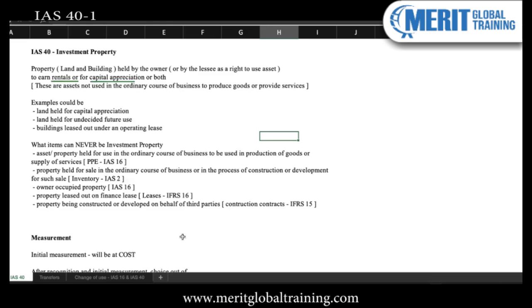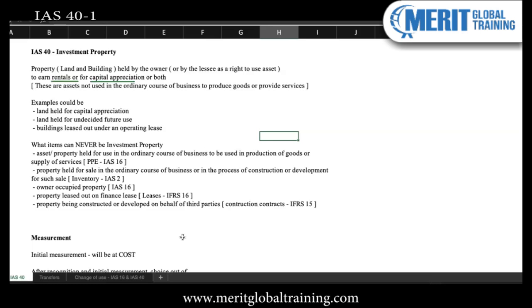Then owner occupied property. Say for example, someone like JSW Steel or JSW Ports, they have their ports on the coastal areas, but they could have a head office from which production or supply of services is not happening, but it is the primary head office in which the corporate division or HR or all of these people sit and operate. That is basically owner occupied property, property occupied by the owner, not necessarily to be used in production of goods or supply of services, but property occupied by the owner is also not investment property.